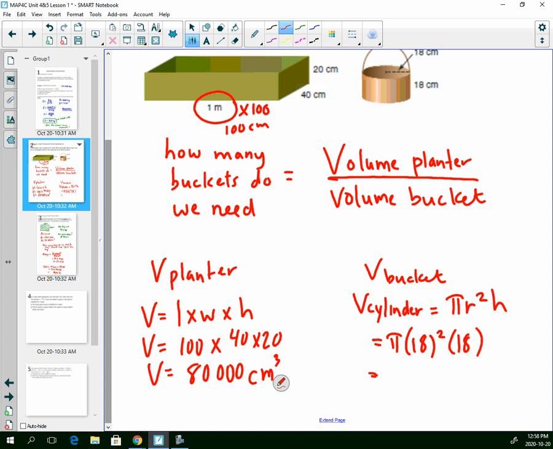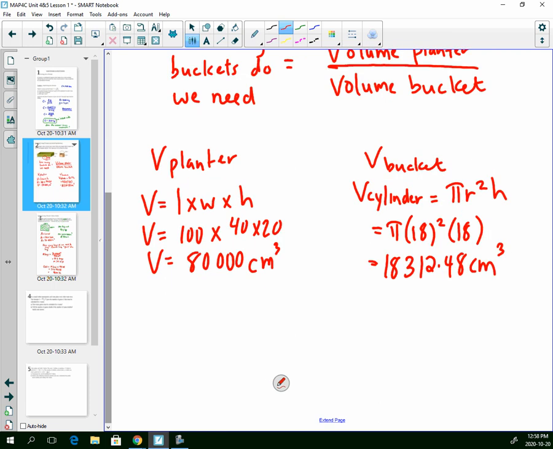It doesn't matter whether you use pi or 3.14. It's not really much difference. I just use 3.14, and we get that volume. Okay, so once we have both volumes, we can then do the volume of the planter divided by the volume of the bucket to see how many we need to fill it.